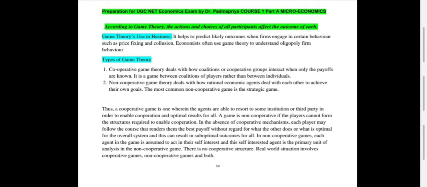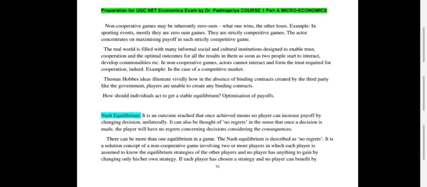Real world situations involve cooperative games, non-cooperative games, and both. Non-cooperative games may be inherently zero-sum. What one person wins, the other loses. So what is a zero-sum game? It is where one person winning means the other person will lose. For example, in a sporting event, usually, if it is a tennis event and two players are playing tennis, one will win, which means the other has to lose.